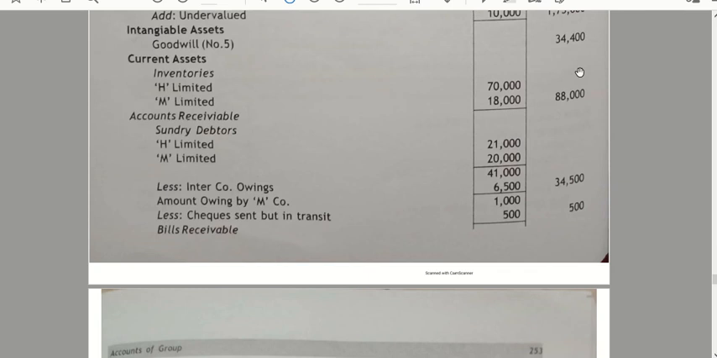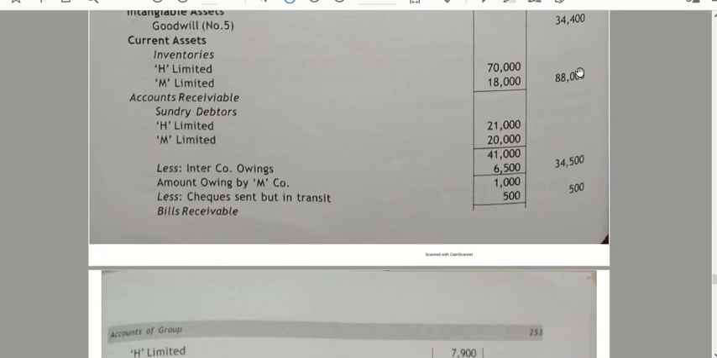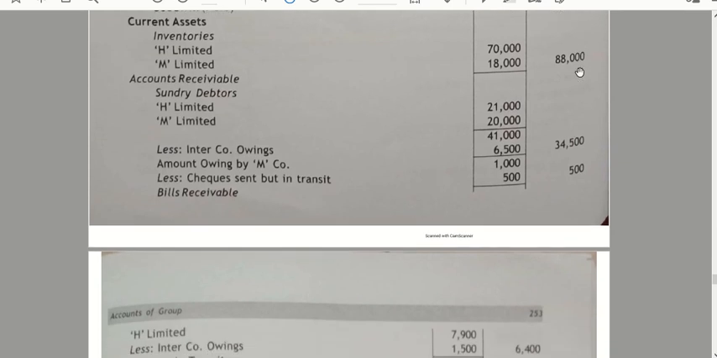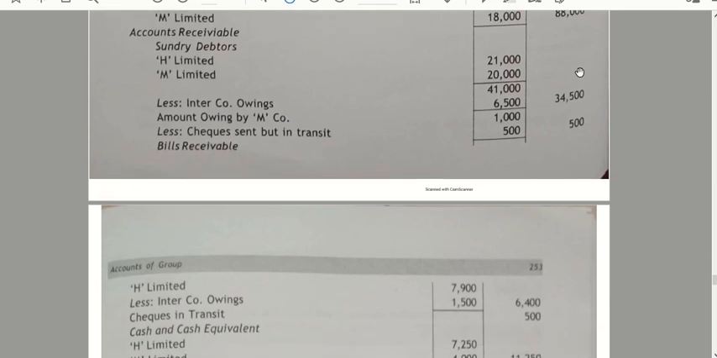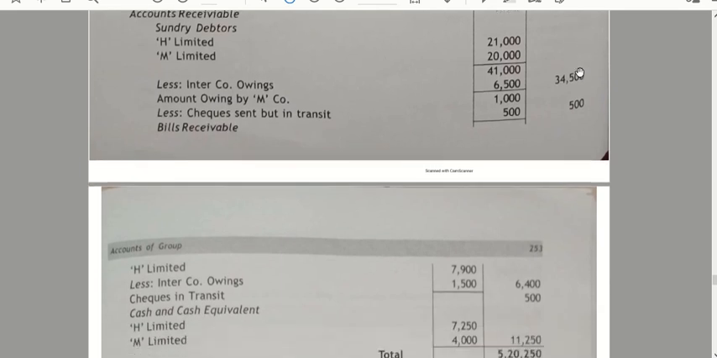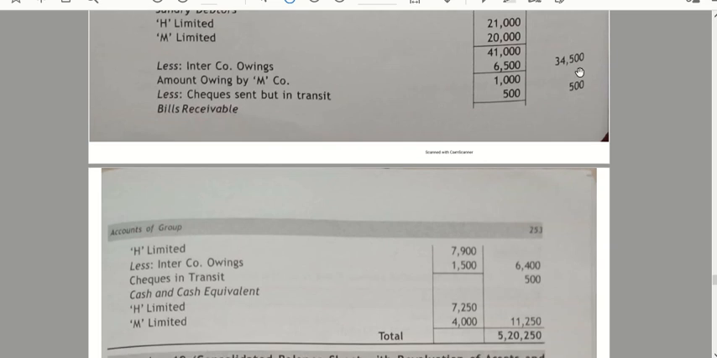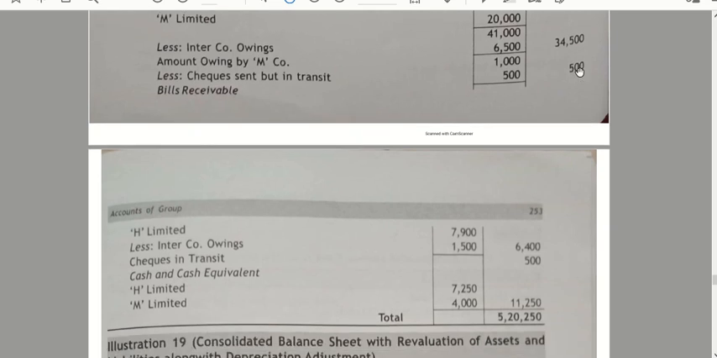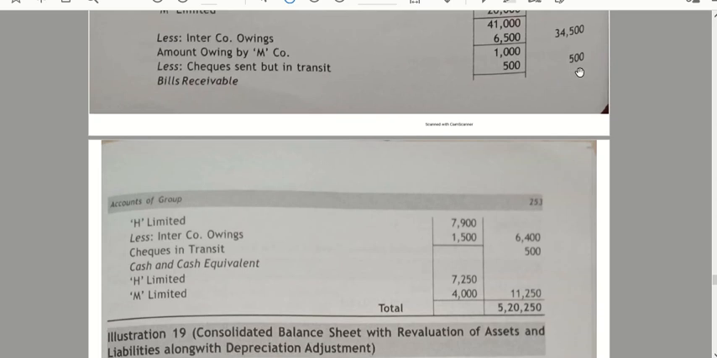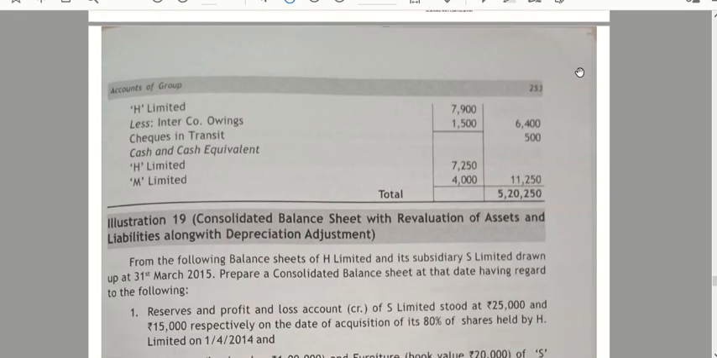Intangible asset, goodwill 34,400. Current assets, inventories, we have H Limited 70,000, M Limited 18,000. Total is 88,000. Accounts receivable, sundry debtors, H Limited 21,000, M Limited 20,000. Total is 41,000 less your intercompany owings 6,500. So amount owing by M Limited is 1,000. That check was sent but is in transit. Minus 500, so 500.